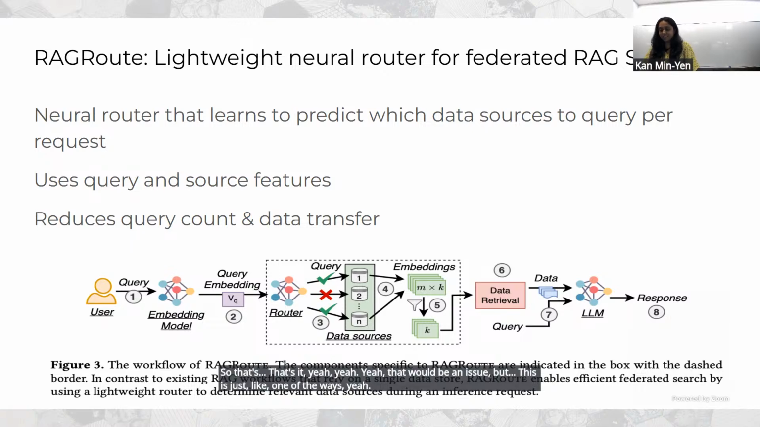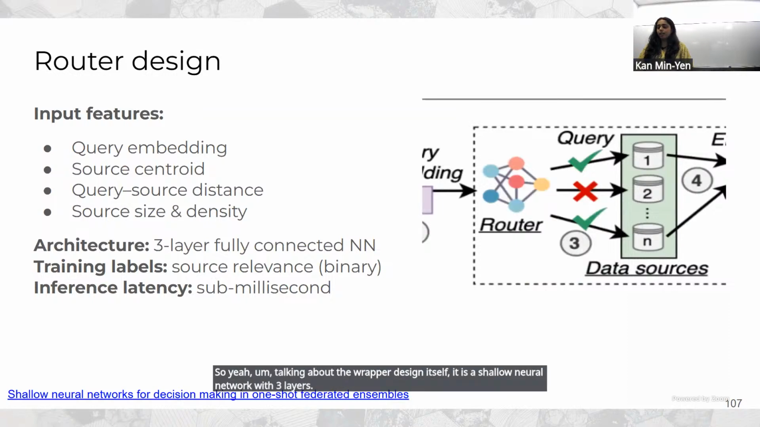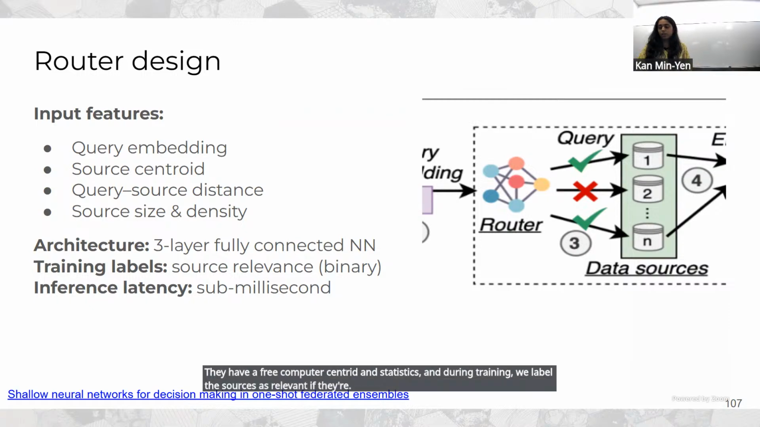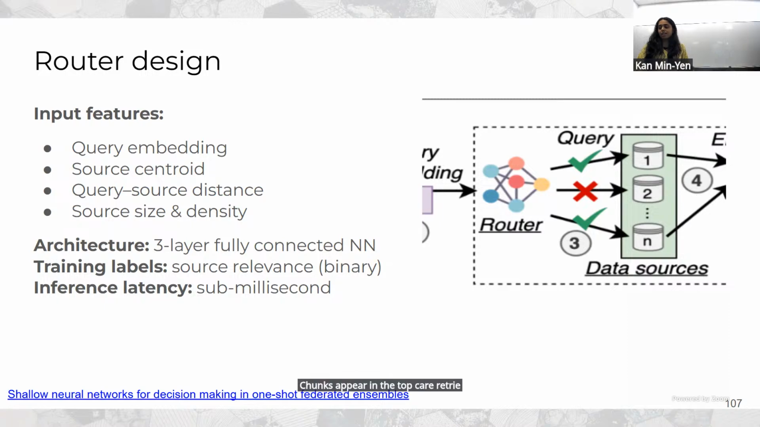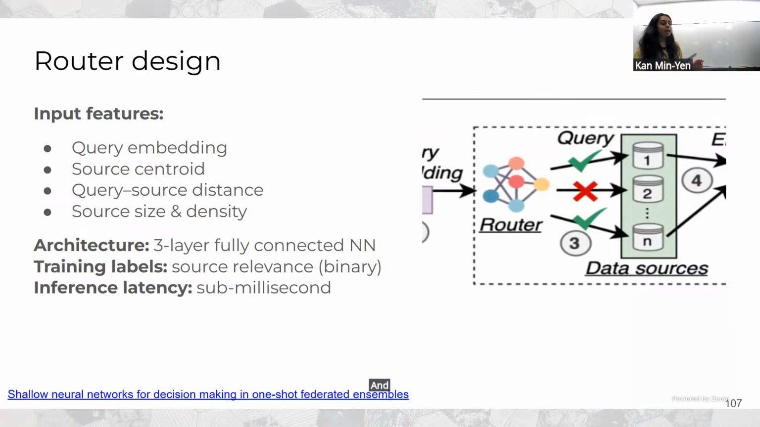It is an issue. Talking about the router design itself, it is a shallow neural network with 3 layers, all fully connected layers. Each data source, from 1 to n, has a pre-computed centroid and statistics, and during training, we label the sources as relevant if their chunks appear in the top k retrieval for that query. The supervision lets the router learn meaningful query-source relevance patterns. For each candidate data source, the router predicts a probability.